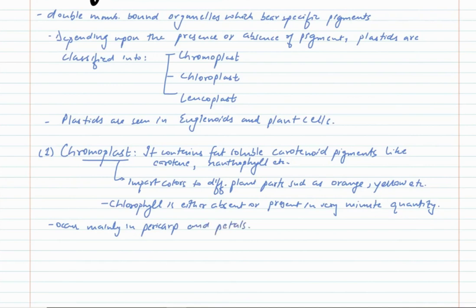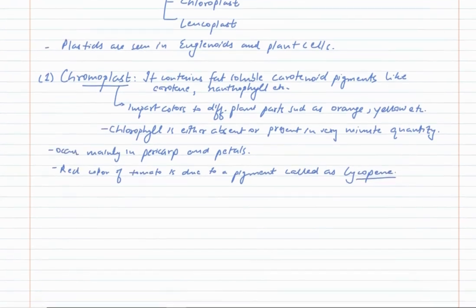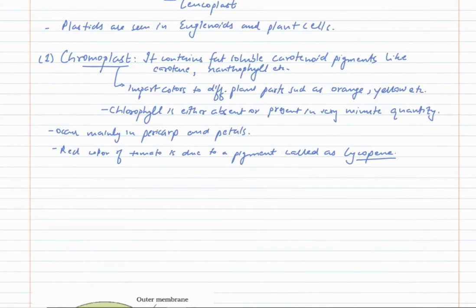Red color of tomato is due to a pigment called as lycopene. This lycopene is also an antioxidant and is used in the treatment of precancerous lesions.